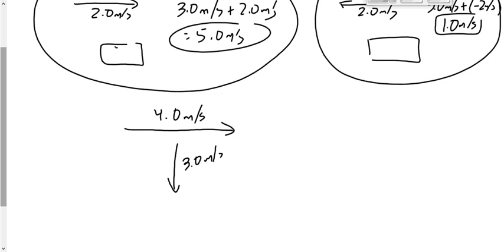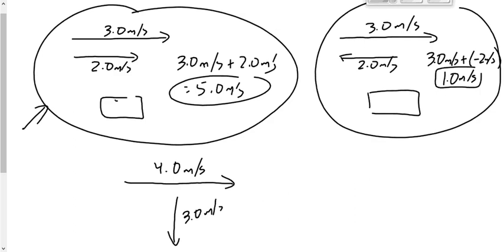Well, just like when we wanted to find the velocity of this guy relative to the ground, we added vectors together. 3 plus 2 is 5. Just like when we wanted to find the velocity of this guy relative to the store, we added the vectors together.